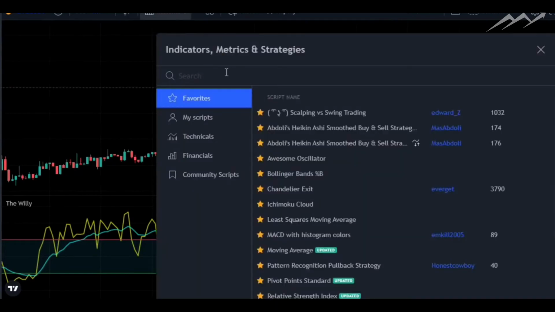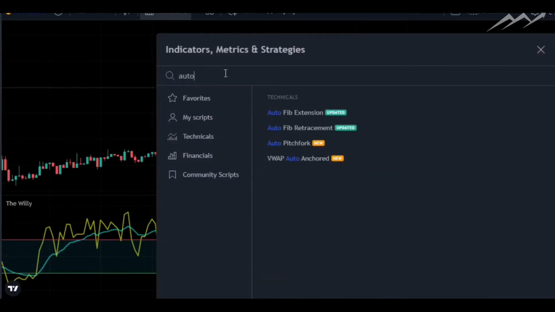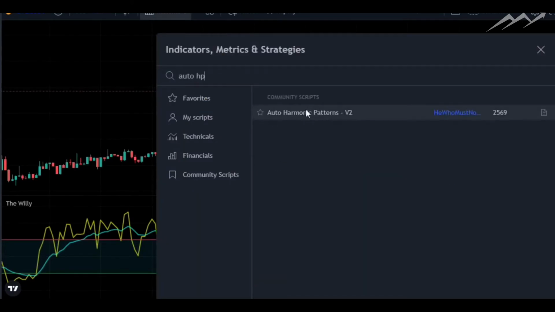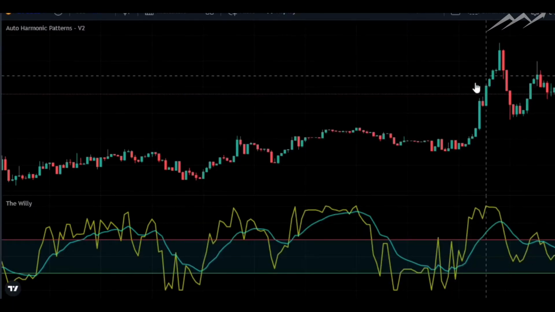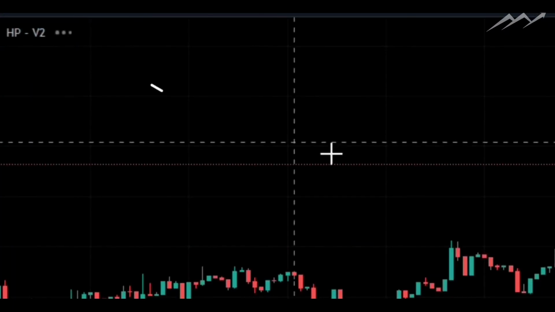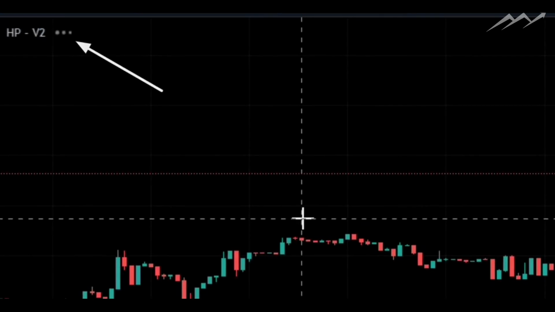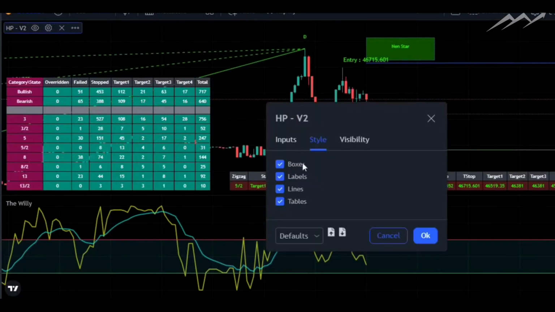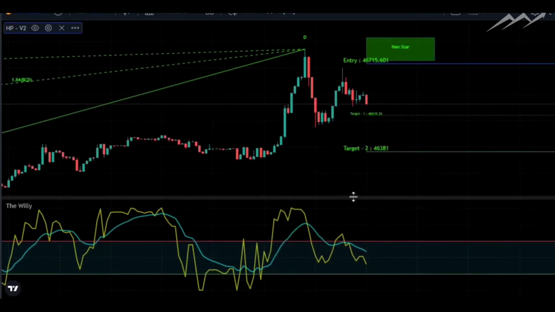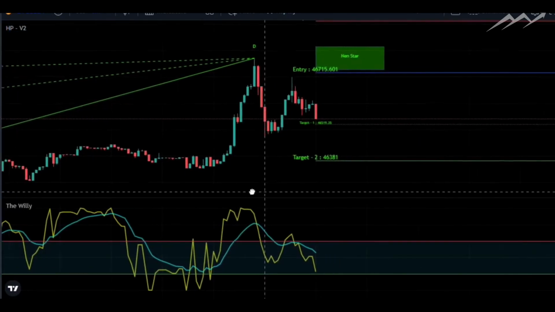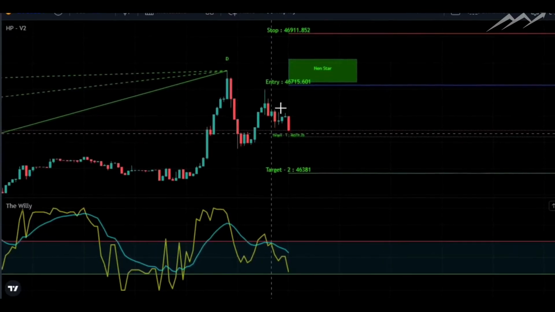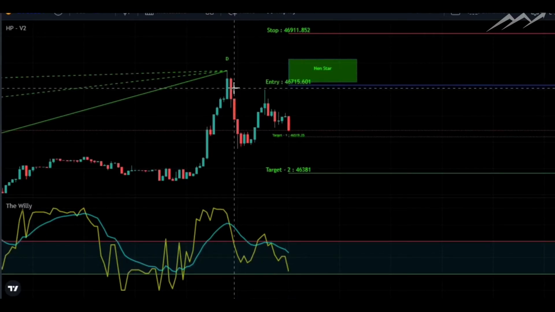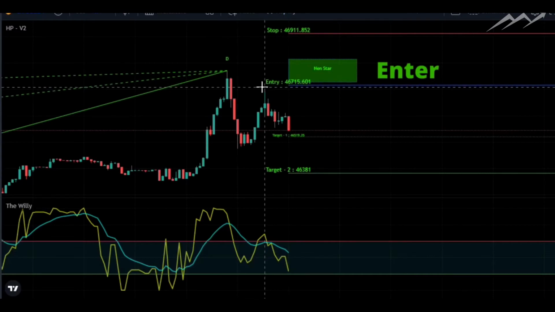Well, I add the auto HP indicator to the chart again, to reanalyze the chart. The indicator is analyzing the 1-minute Bitcoin chart. Wait a moment. Okay, after analyzing the chart, it detected a harmonic pattern and issued a sell signal. Here our indicator has issued a sell signal, and marked the entry point.